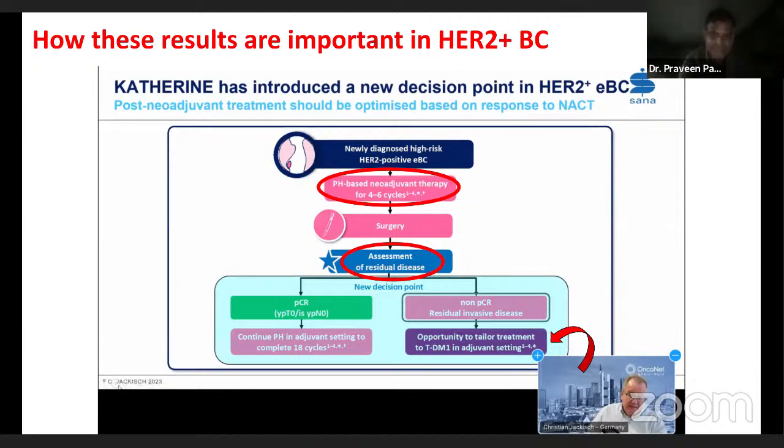As the speaker mentioned, this was published. So for a patient with newly diagnosed HER2 positive breast cancer who receives neoadjuvant chemotherapy and surgery has been done, if there is a pCR, continue trastuzumab or pertuzumab in combination. But if there is residual disease, there is a strong case to change from trastuzumab to T-DM1.